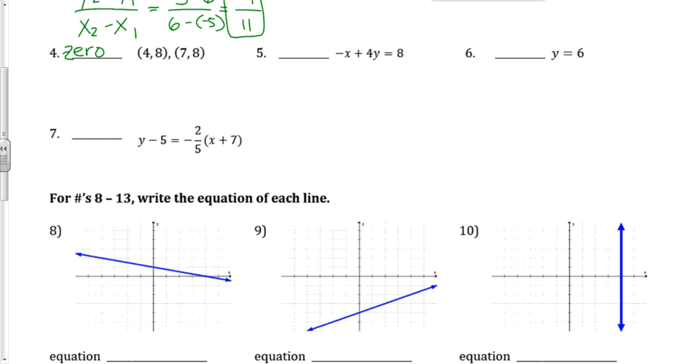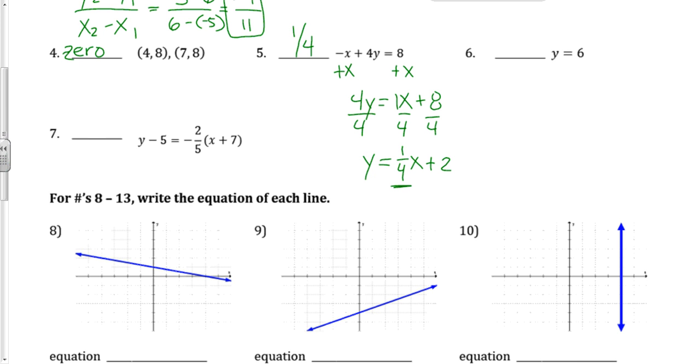For number 5, we want to find the slope here of this line. In standard form, it does not give us the slope, so we need to convert it to slope-intercept. So we're going to add x to both sides, giving us 4y equals x plus 8. Divide everything by 4. Gives us y equals, put a 1 in front of the x, so I have 1/4 x plus 2. Make sure you answer the question. The question wants the slope. The slope is the number in front of x.